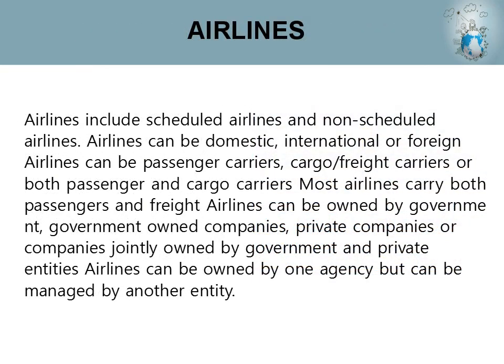Airlines include scheduled airlines and non-scheduled airlines. Airlines can be domestic, international or foreign. Airlines can be passenger carriers, cargo or freight carriers, or both passenger and cargo carriers. Most airlines carry both passengers and freight. Airlines can be owned by government-owned companies, private companies, or companies jointly owned by government and private entities. Airlines can be owned by one agency but managed by another entity.